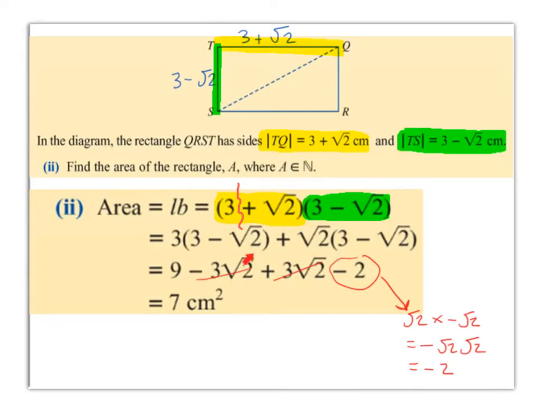Now the minus 3 root 2 and the positive 3 root 2 will cancel, and 9 minus 2 is 7 centimetres, and make sure it's squared.